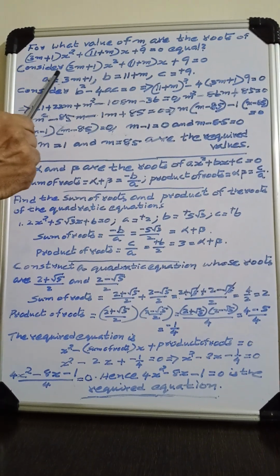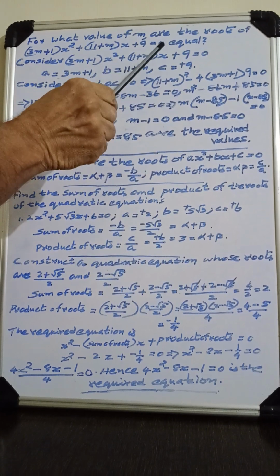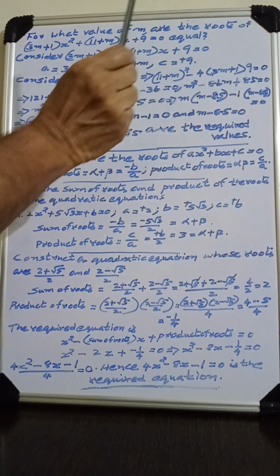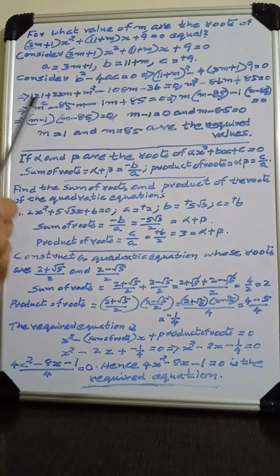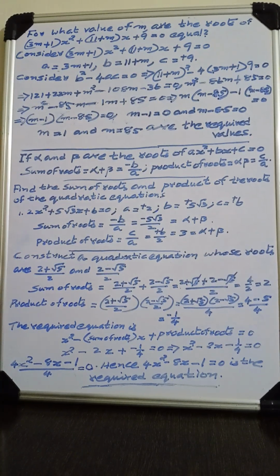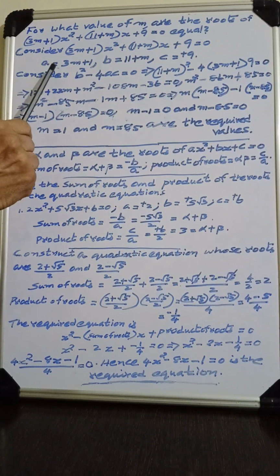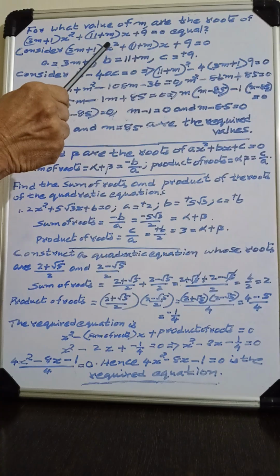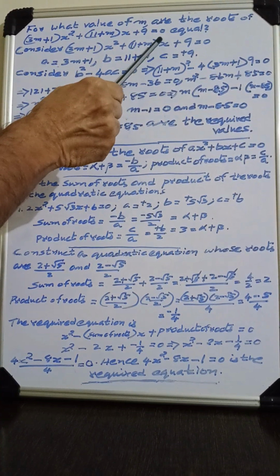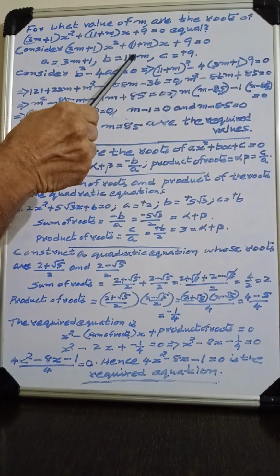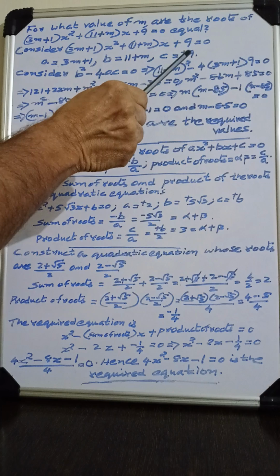We can consider (3m plus 1)x squared plus (11 plus m)x plus 9 equals 0 as a quadratic equation. From that we can identify the coefficients a, b and c. That is, a equals 3m plus 1, the coefficient of the x squared term. The coefficient of the x term is b, 11 plus m, and the zero degree term c equals plus 9.